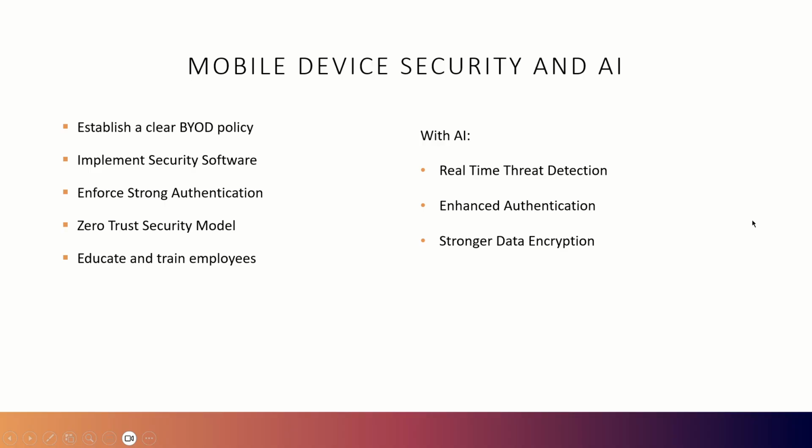Now, AI can go through and help with this by managing real time threat detection. They do have enhanced authentication procedures that include facial recognition and then stronger data encryption. So these are different things that AI can go through and help with.